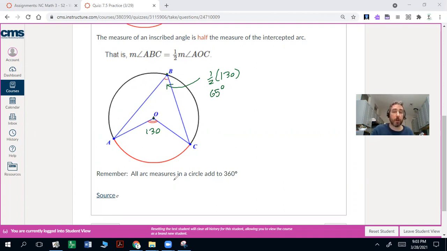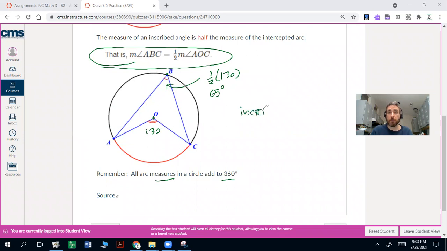And of course, we know that all the arc measures add to 360. So this formula here is going to be important for our work today. The measure of the inscribed angle is always half of the measure of the central angle that opens up to the same arc. Let's do a couple examples. We'll do number one together.